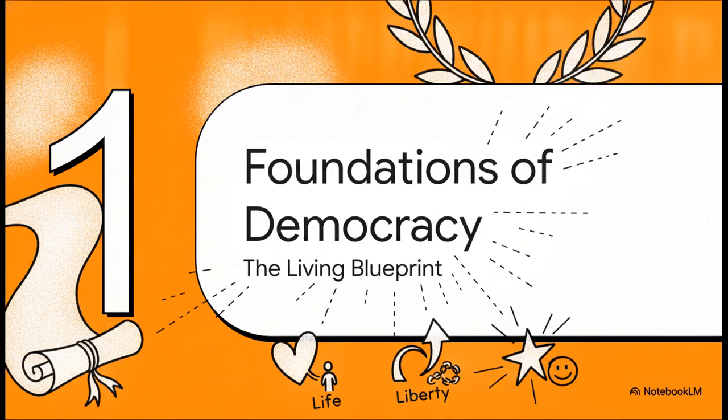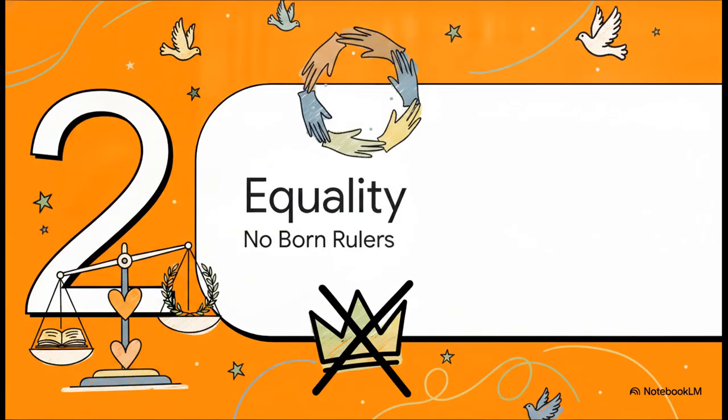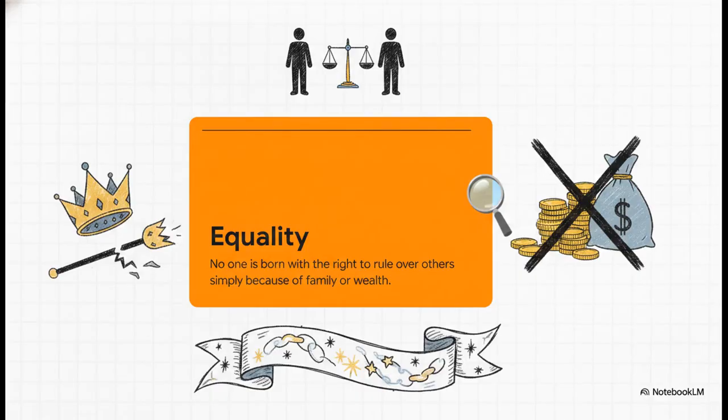Foundations of American democracy. We call this the living blueprint. Moving right along to Section 2, Equality, no born rulers. Okay, so the big idea behind this blueprint is rooted straight in the Declaration of Independence, which boldly stated that all men are created equal.